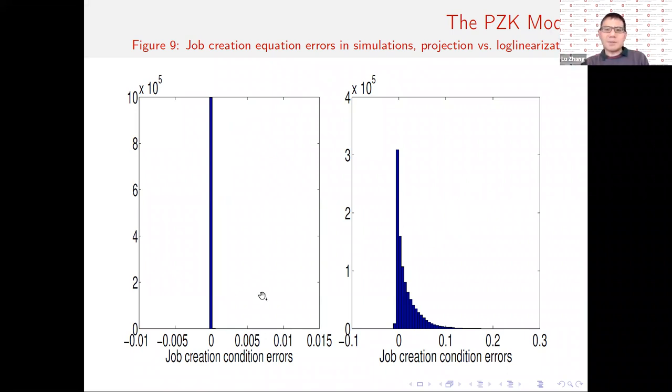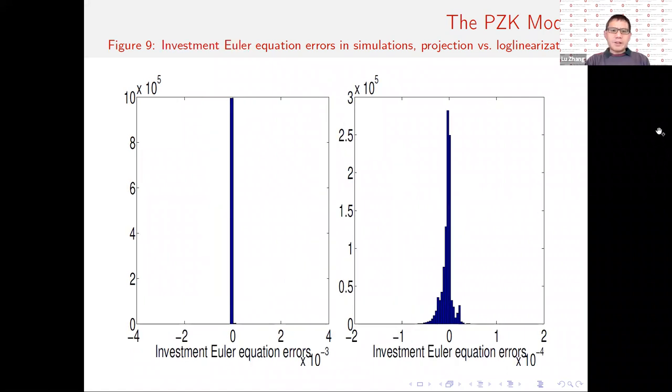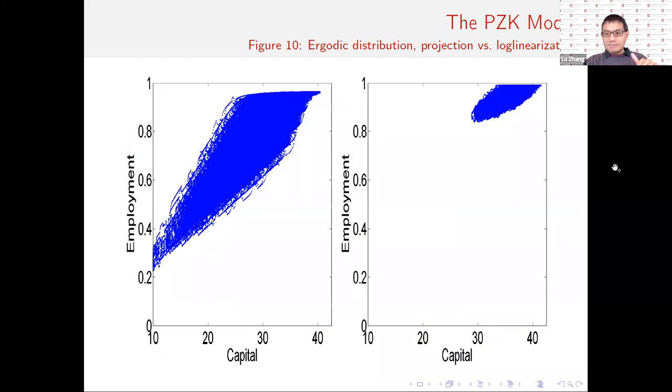Again, you see that the projection errors are two, three orders of magnitude smaller than log-linearization. For the investment Euler equation, the projection error is 10 to the minus 3. And you may be surprised to say, wait a second, how come the log-linearization is actually even smaller? This turns out to be an illusion, because right here.